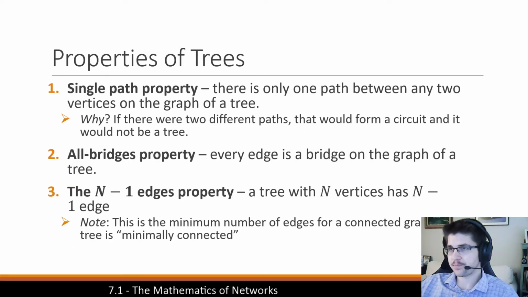It is not minimally connected, which was the fundamental definition of what it means to be a tree. But some of the other properties can make it a little more quantitative to say, okay, how do I know if this graph is a tree or not? The first of which is called the single path property, which states that there is only one path between any two vertices on a tree.